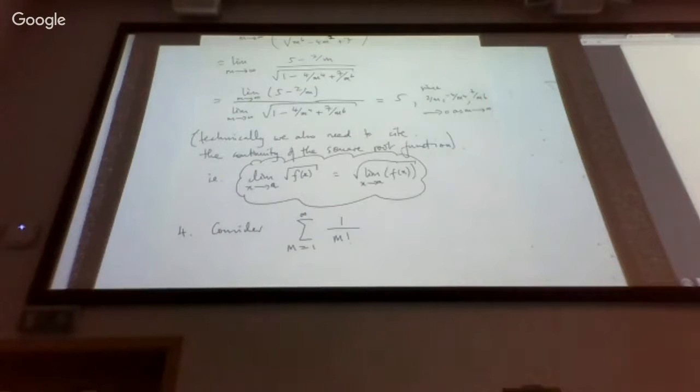What about the sum of 1 over n factorial? Can we handle that one in the same way as we've handled some others? Let's have a think about that for a few minutes.